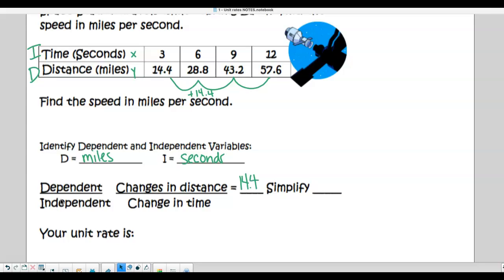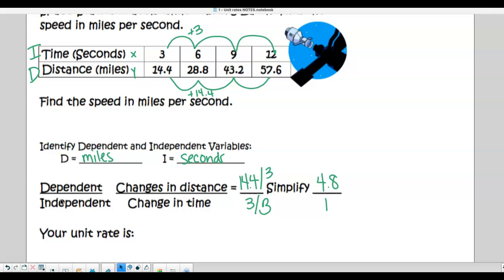Our dependent variable, 14.4. What's the change in time? How many seconds is it going up by, Casey? 3. This keeps going up by 3. And now we need to simplify. When we simplify it, you guys, you're always just going to divide by whatever's on the bottom. I want it to be a unit rate. I want this to be 1, so I'm going to divide by 3. I also have to divide the top by 3. 14.4 divided by 3 is 4.8.